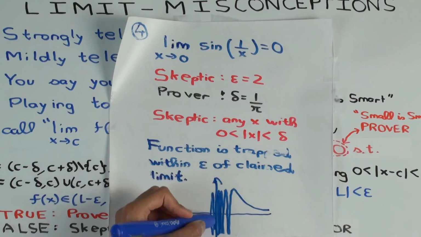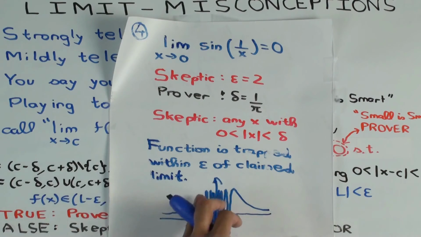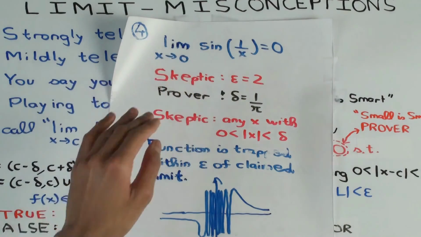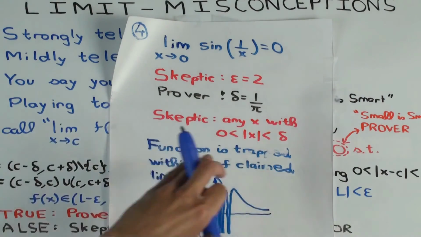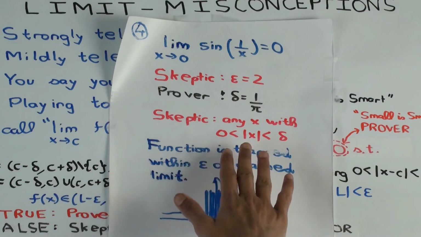It's an odd function, and it has this kind of picture. So does it go to 0 as x goes to 0? No. So you say that this statement is false, but I'm going to try to show it's true. So here's how I do that. Let's say the skeptic picks epsilon as 2. Okay, so that's the interval of width 2 about the claim limit 0. The prover picks delta as 1 over pi, and then whatever x the skeptic picks, right?